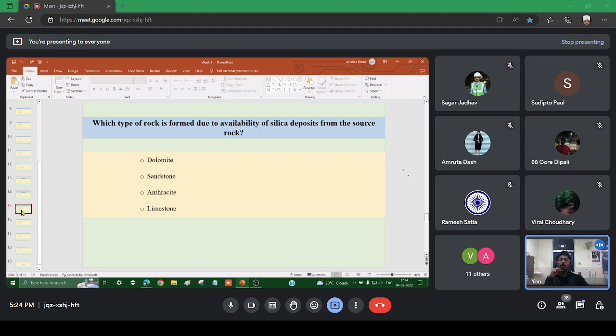Which type of rock is formed due to availability of silica deposits from the source rock? I'll repeat. Which type of rock is formed due to availability of silica deposits from the source rock? The options are dolomite, sandstone, anthracite, and limestone.